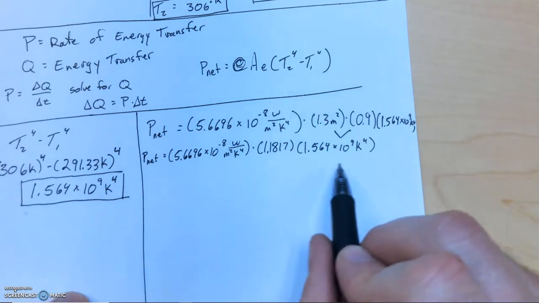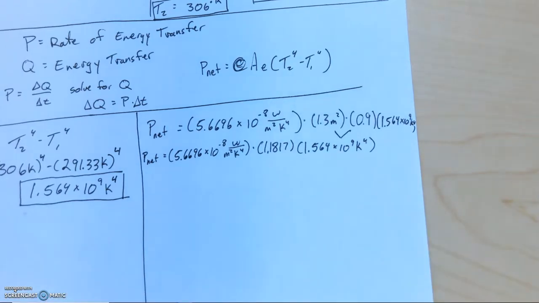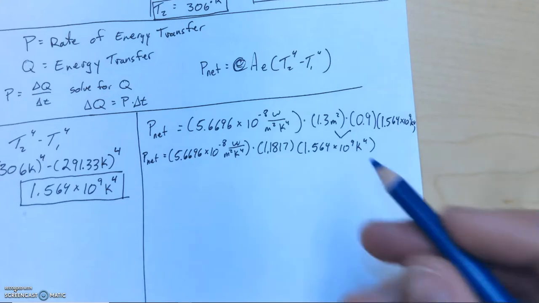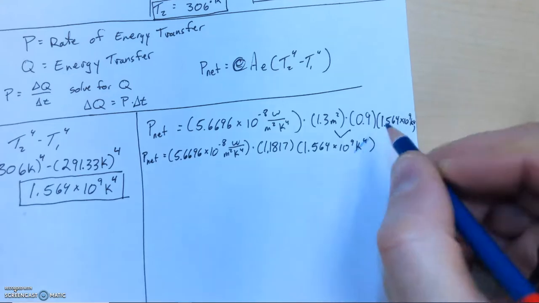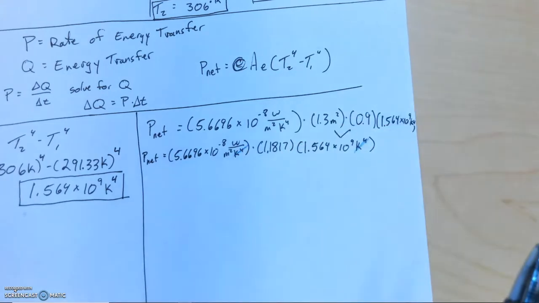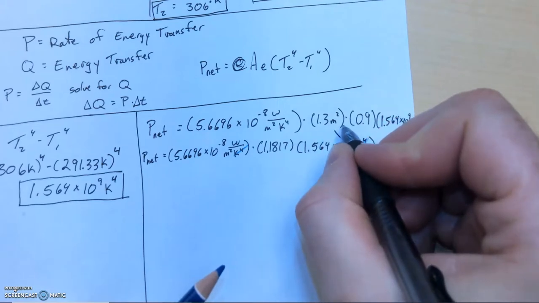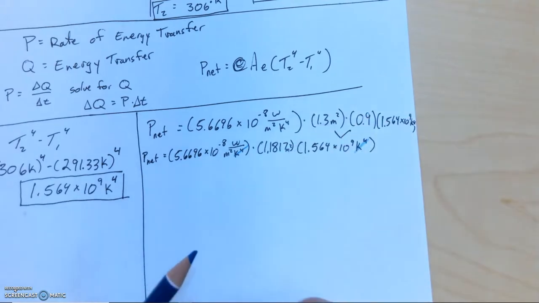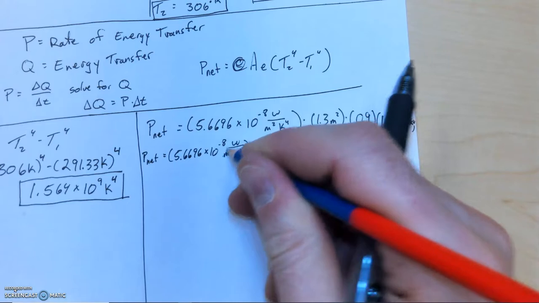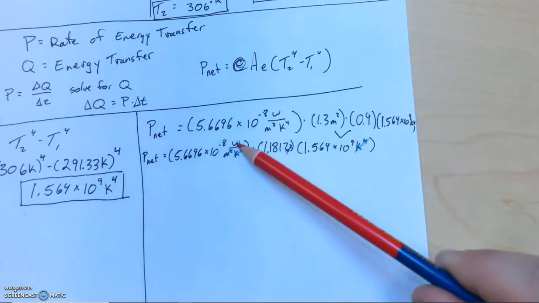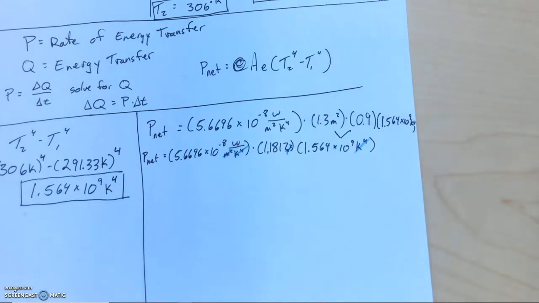All right, so multiply out this formula and do some crossing out. If you notice, we got Kelvin to the fourth. You can cross out Kelvin to the fourth. Oh, I forgot my meters squared. We got meters squared there. So that's going to get crossed out, meters squared there and there. And that's going to leave us with our watts.